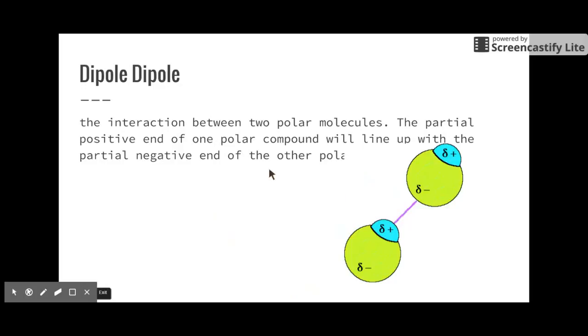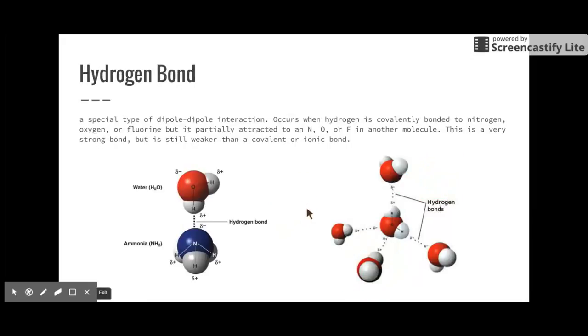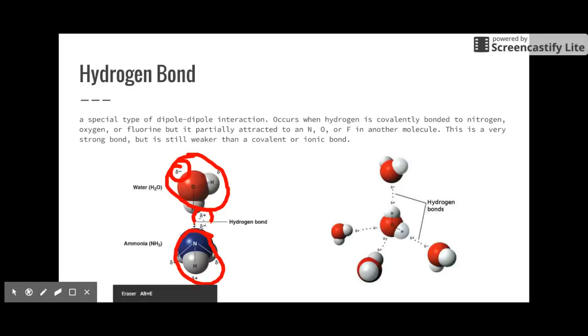Next is dipole-dipole interactions. These are just where 2 polar molecules interact with one another, where the partial positive end of a polar molecule is attracted to the partial negative end of another polar molecule. So here's a dipole, there's a dipole. Hydrogen bond, I just want to let you know, is the same thing as a dipole-dipole. Here we have a molecule that has a dipole. There's a partial positive end here and a partial negative end up here. And here's another dipole, and it's attracted to the partial positive end there.